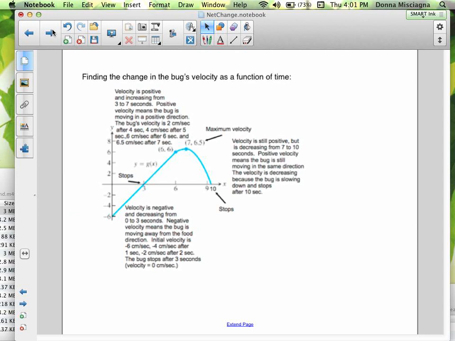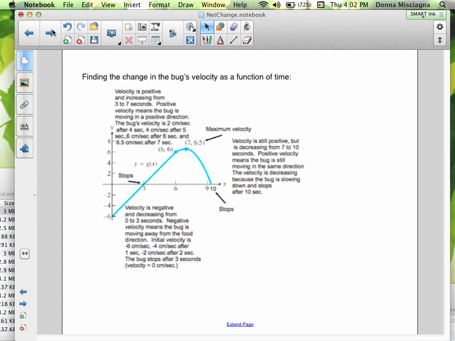All right, so now we're going to look at the change of the bug's velocity as a function of time. That means we're literally just looking at this particular graph, because this graph gives us velocity. So velocity is negative and decreasing from 0 to 3 seconds, right? Because the numbers are getting smaller. Negative velocity means the bug is moving away from the food direction. The initial velocity is -6 centimeters per second, and then -4 centimeters per second after 1 second, and -2 centimeters per second after 2 seconds. So literally, these y values are just your velocity. And the bug stops after 3 seconds, right, because the velocity is 0.